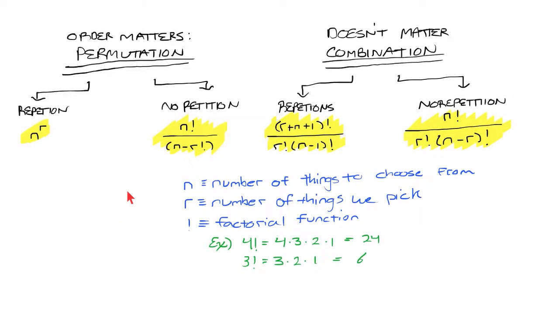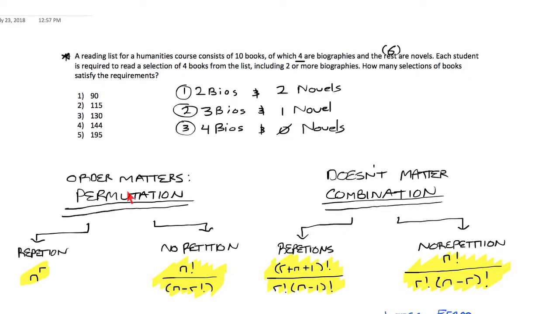And now I'm ready to return to the problem itself, and I'm going to read this again. We have 10 books in total, 4 are biographies, and the rest are novels. We're allowed to select a series of books in accordance with these 3 patterns. So we're going to have to talk about each pattern, and which of these is represented by this situation.